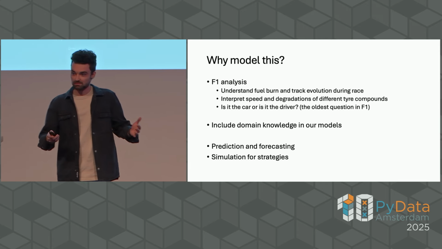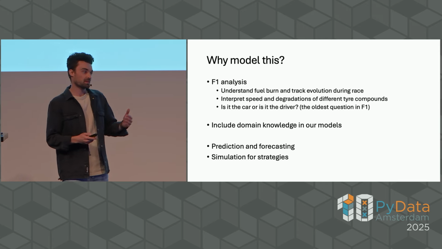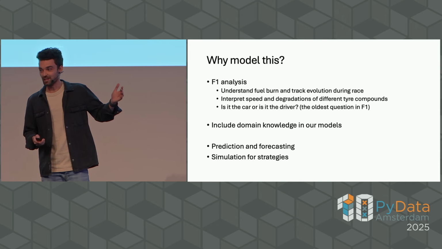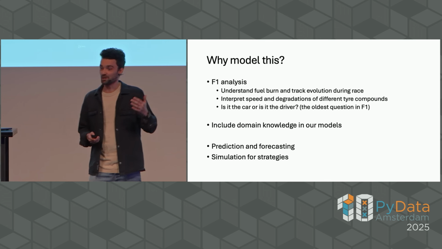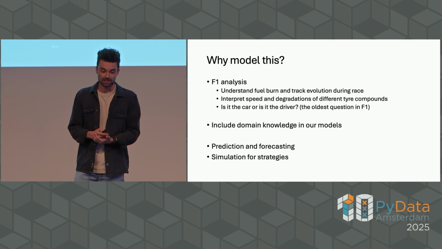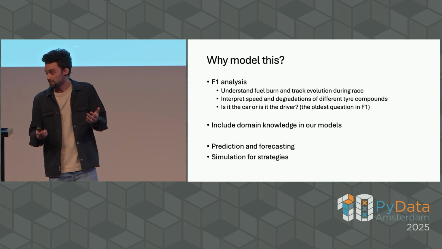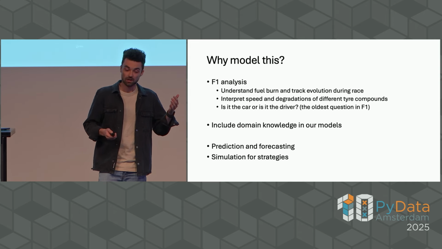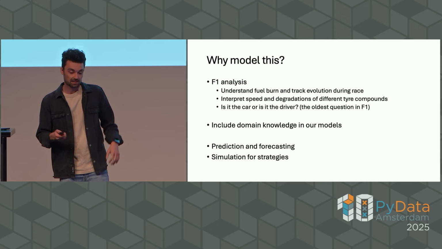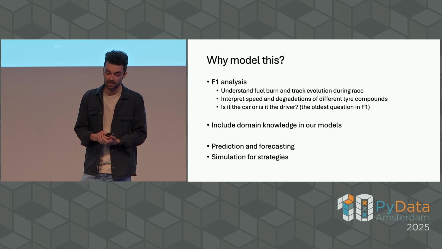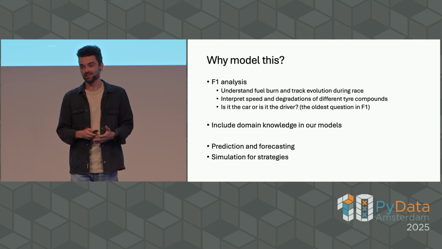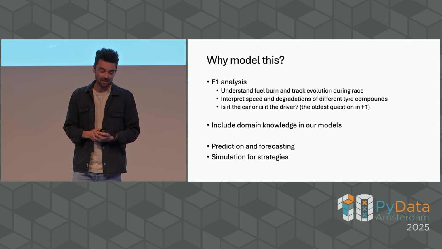So why would we want to model this? When we look at Formula One races, we see engineers on the pit walls doing all kinds of stuff with data. They're constantly calculating stuff, coming up with the strategies, and trying to figure out what the best way to pursue the weekend is. Today we're going to look at a few questions. First of all, understand how fuel burn and track evolution works during the race. We're going to interpret the speed and degradation of different tire compounds. And maybe the oldest question in Formula One, is it the car or is it the driver? Let's have a look at the statistics of that.